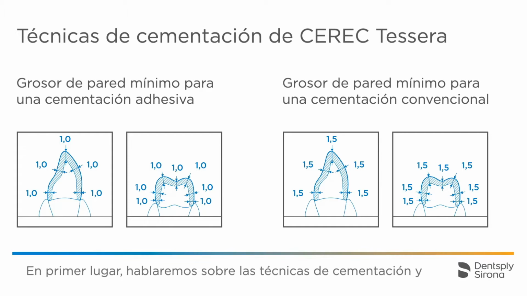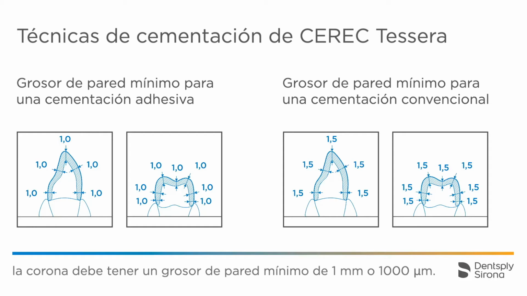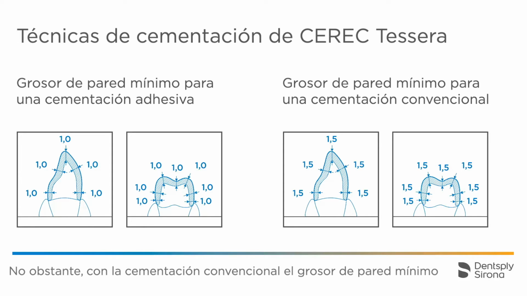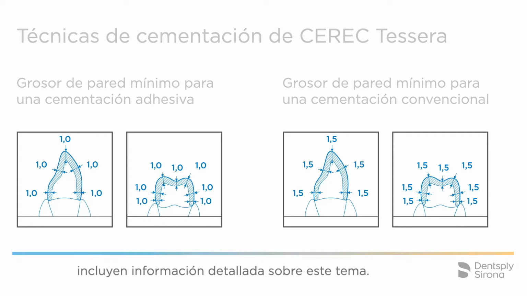First, we will go over the cementation techniques and provide an overview of the minimum wall thickness for crowns in the anterior and posterior regions. With adhesive cementation, the crown must adhere to a minimum wall thickness of 1 mm or 1,000 micrometers. However, with conventional cementation, the minimal wall thickness must be increased to 1.5 mm or 1,500 micrometers. Detailed information about this topic is included in the CEREC Tessera instructions for use.